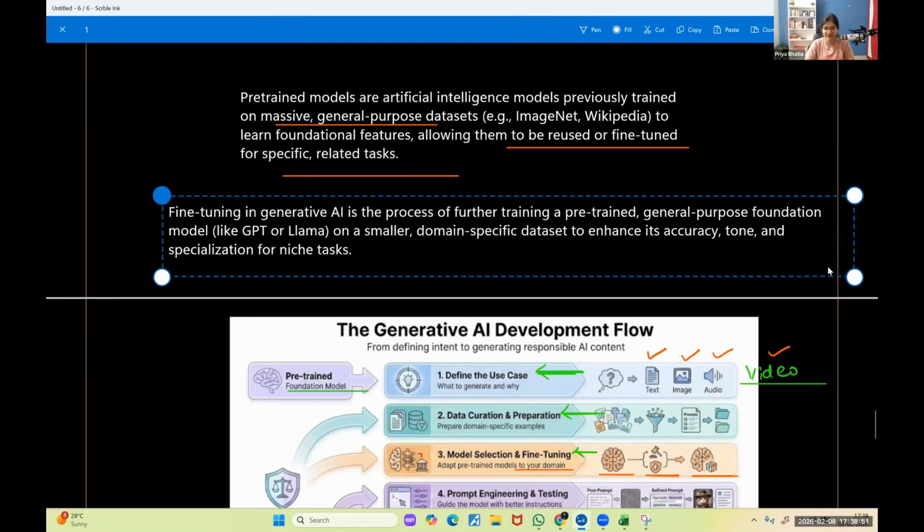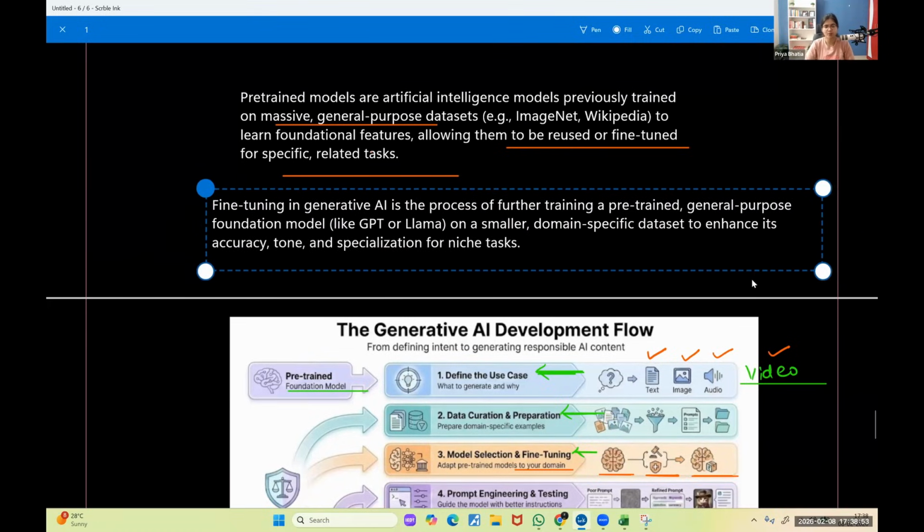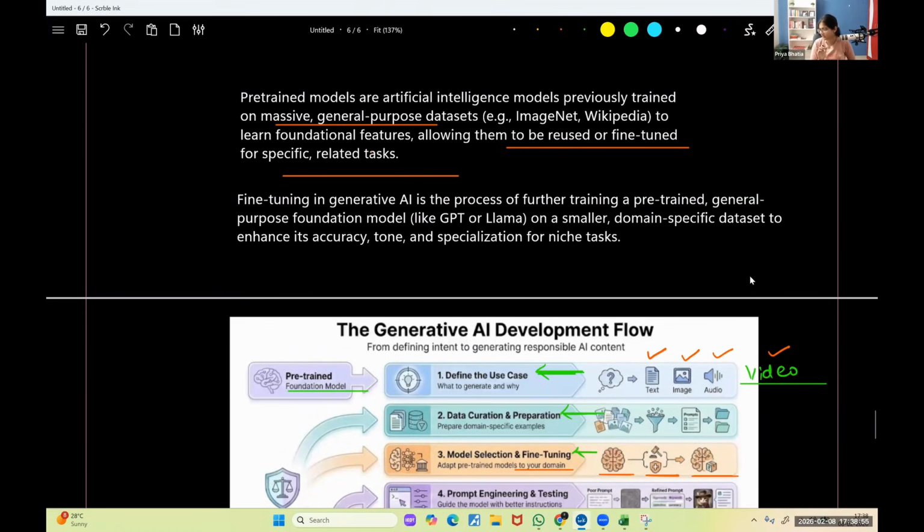So you have a pre-trained model available. On top of it, you have one specific task, one specialized task. So what you will do on top of this GPT, on top of this pre-trained model, is add your own data so that you will be able to get your own specific model.